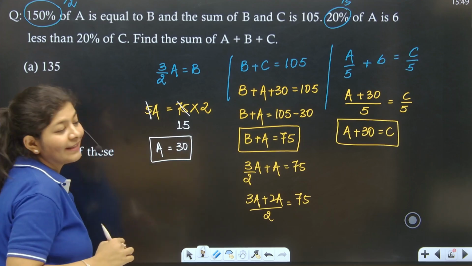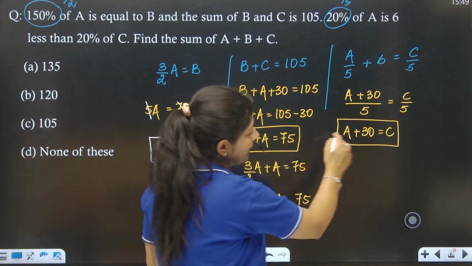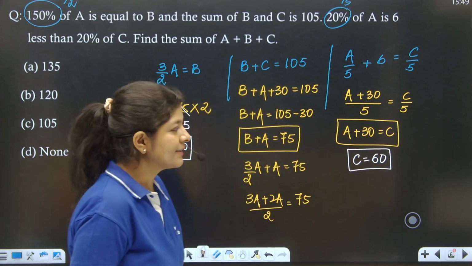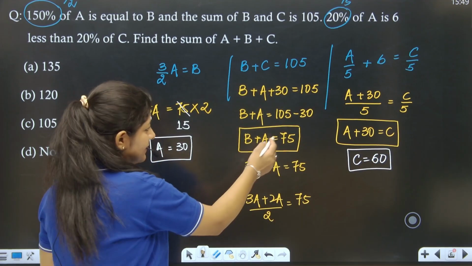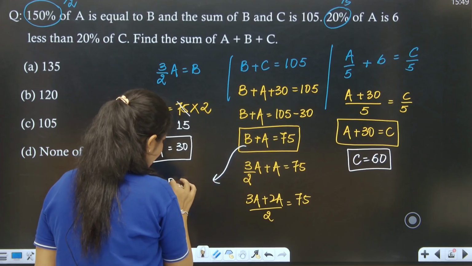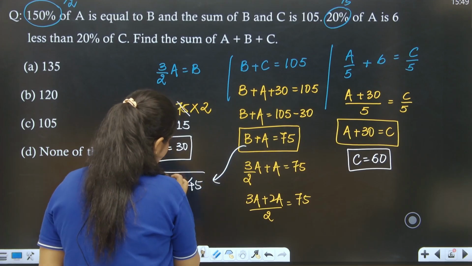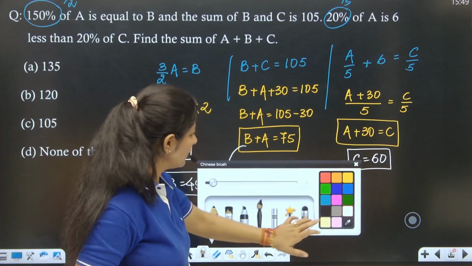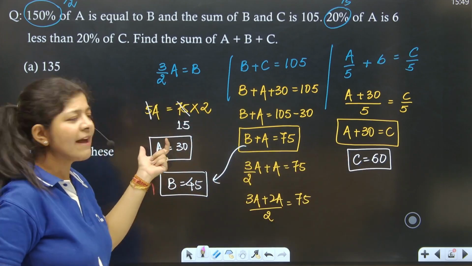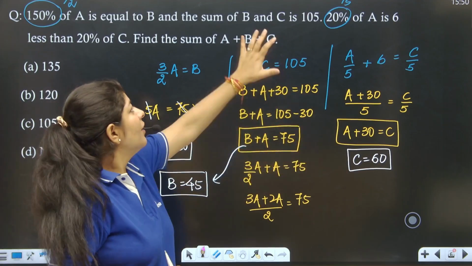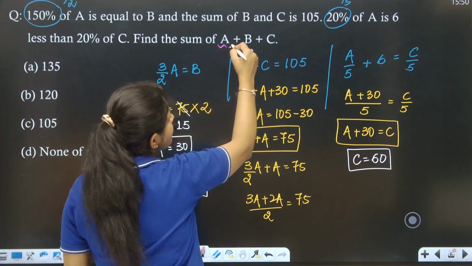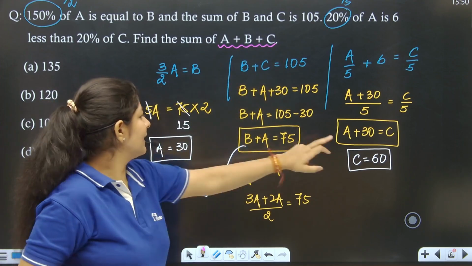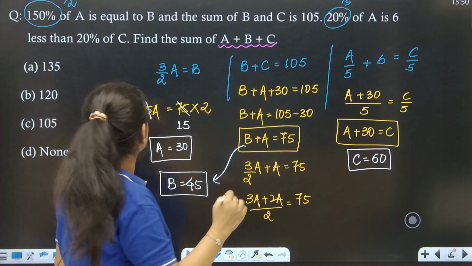If the value of a is 30, that means the value of c that we got over here is 60, right? And with the help of this relation, we can say that the value of b is nothing but 45. Now you have the value of all the variables that you have used over here. We have the values of a, b and c. Now we simply need to find the sum of a plus b plus c. So a plus c, that is nothing but 90. 90 plus 45, that means 135.